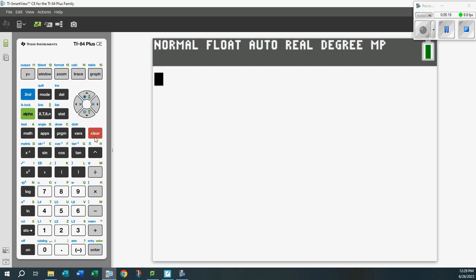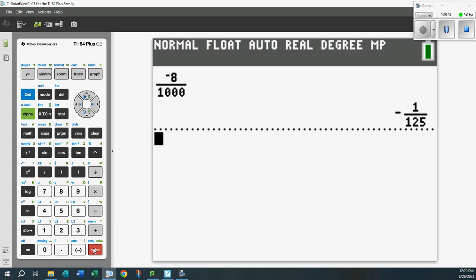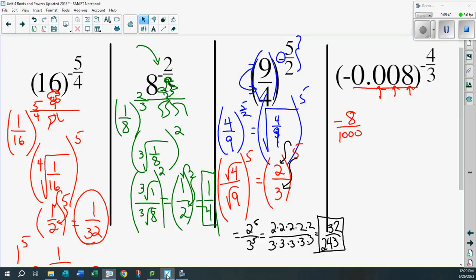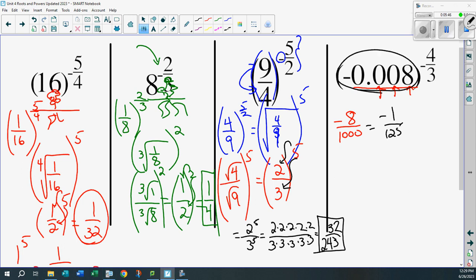Watch this. If you use that fraction button, right, there's negative 8 over 1,000. Watch what happens when I just hit enter. It's going to reduce it for you. Boom. Negative 1 over 125. Holy smokes. See the value of knowing that fraction button? Negative 1 over 125. That's what this guy is.